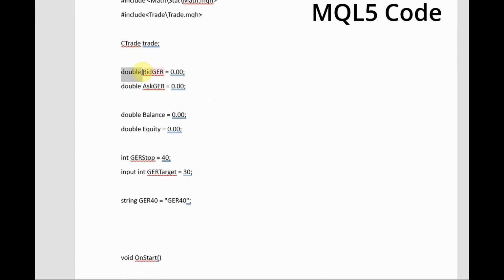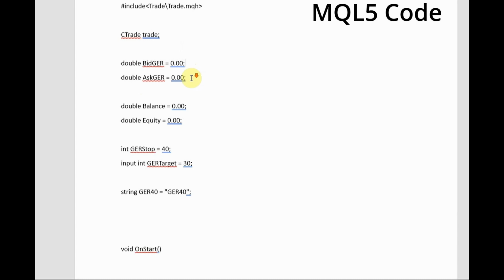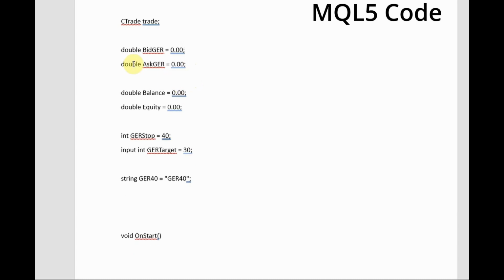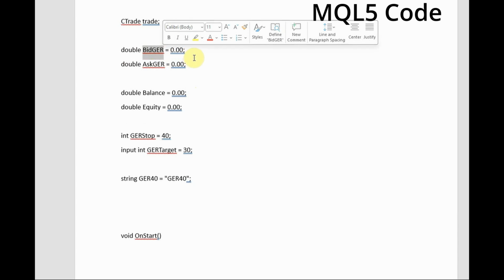Now the double is the type of information that I'm getting. So it's a 0.00. If it was an int or integer, it would just be 0 without the decimal points. Now with MQL5, you've also got to put the semicolon there, and same for the ask. So this bidGER is a word that I've basically made up so that I know that it refers to the bid of the German market.